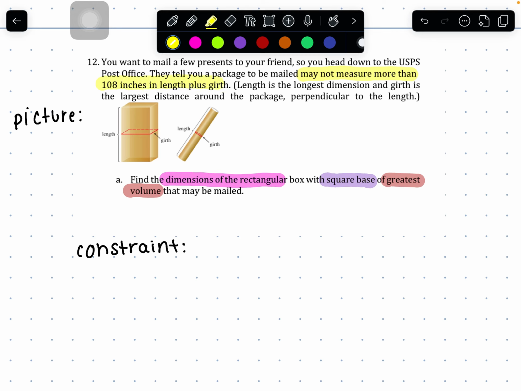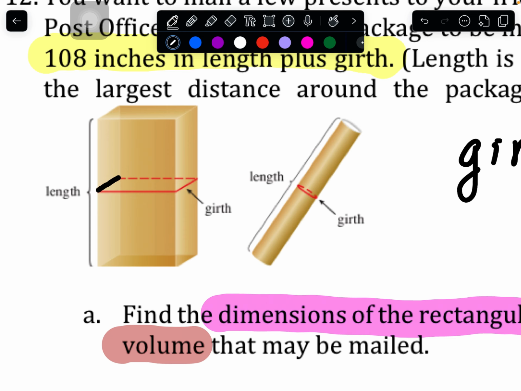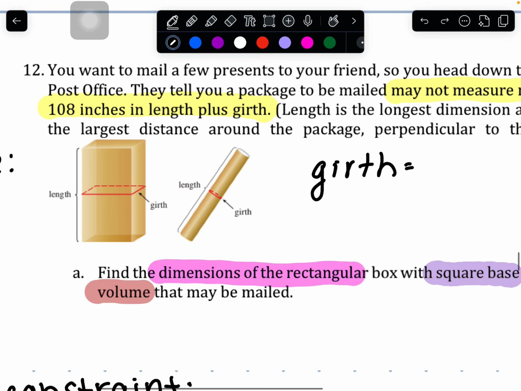So this is our constraint statement. We need to convert this into an equation that we can do something with. So 108 is length plus girth. I hate that word. I'm not going to say it again. But that G word, look at this. It describes this side plus this side plus this side, right? So that's, I would say, the perimeter. Okay, we can write a perimeter equation.